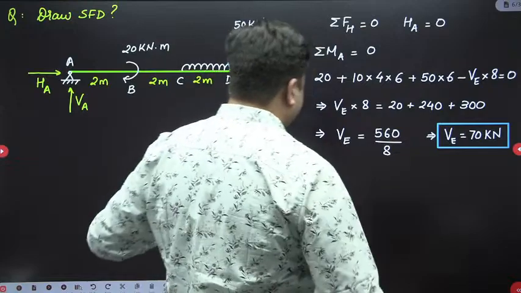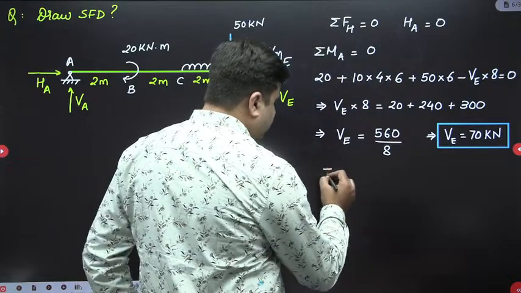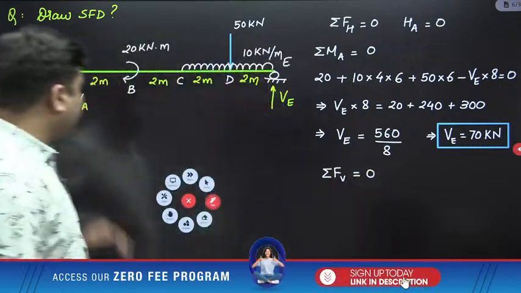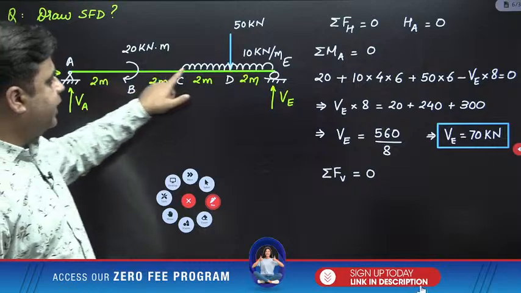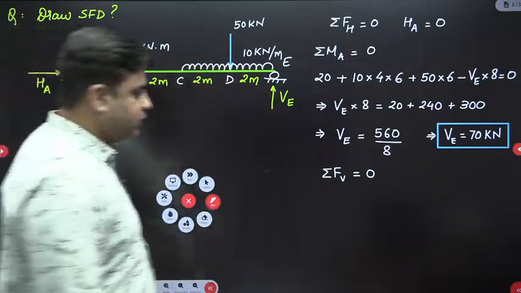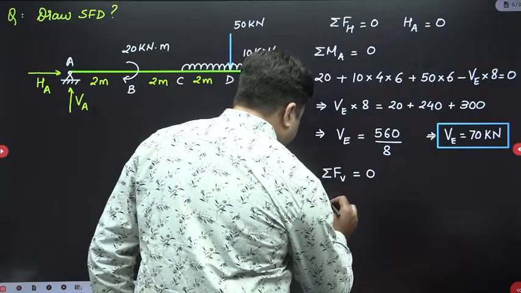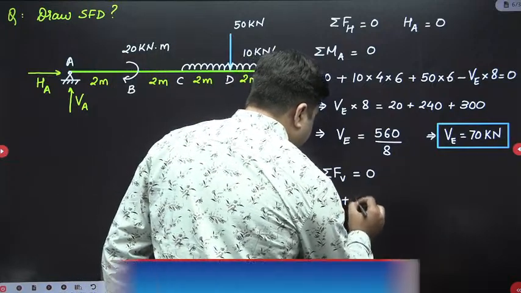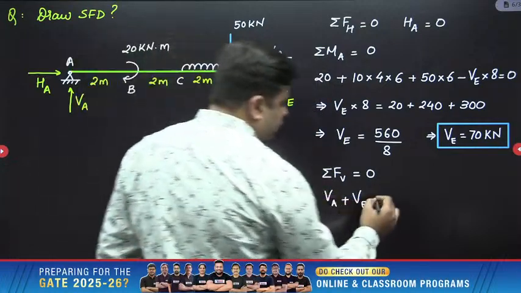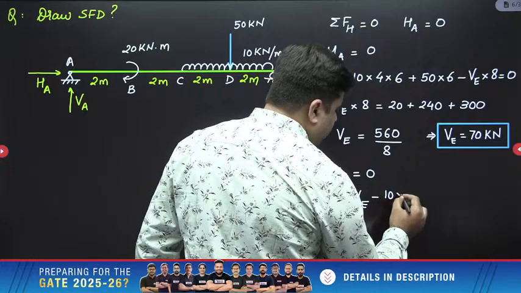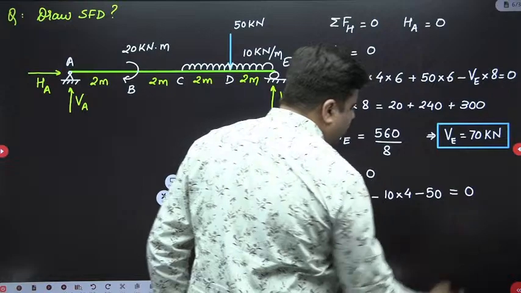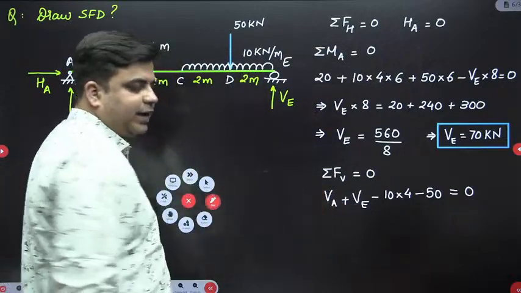Now you need to take summation of vertical forces equal to 0. So when you write down vertical forces, you have VA acting upwards, then you have UDL acting downwards, this point load acting downwards, and VE acting upwards. So you have VA plus VE minus total load due to UDL, which is 10 into 4. So minus 10 into 4. And the point load acting downward, which is minus 50, equal to 0. Substitute the value of VE and get me the value of VA.